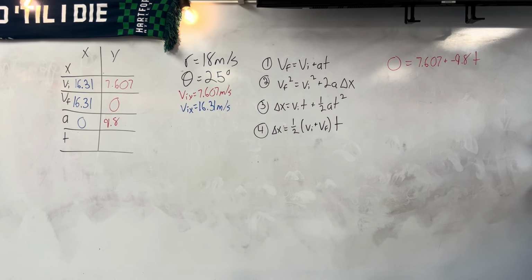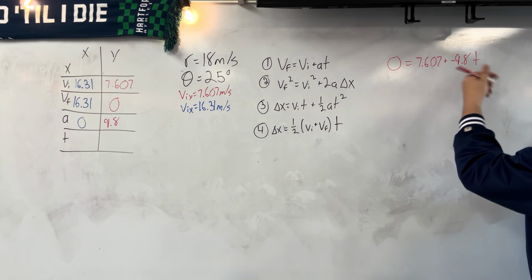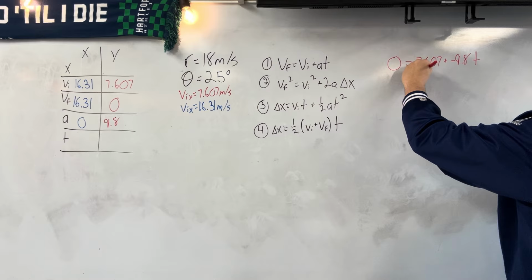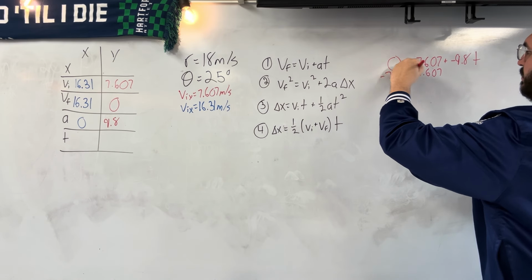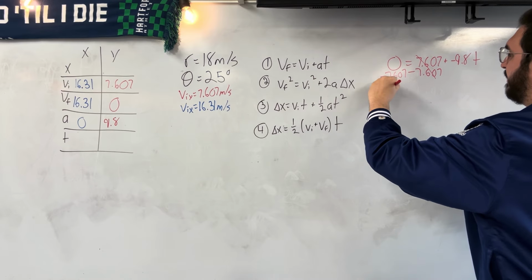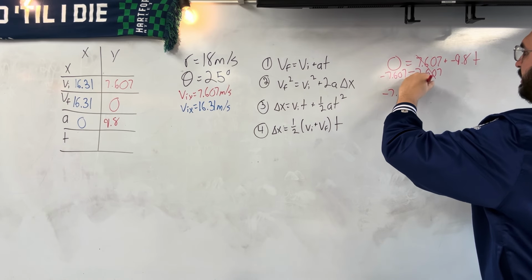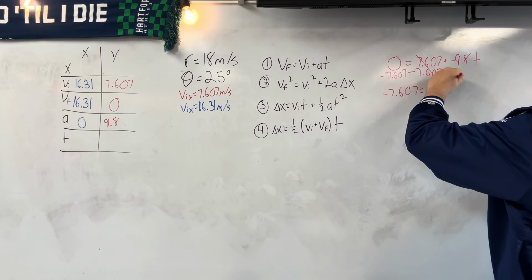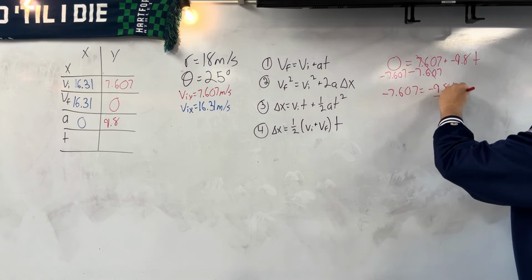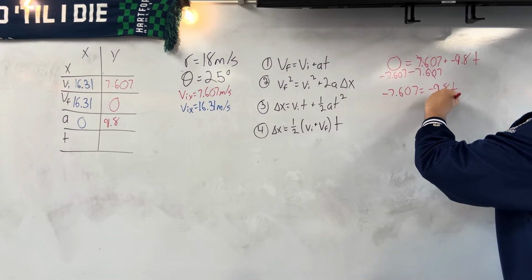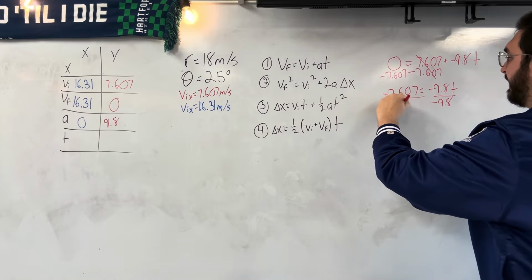So solving this out doesn't actually seem too bad. It's just a simple algebraic thing. So I subtract 7.607 from both sides, and I get negative 7.607 equals negative 9.8 t. And then from here, I can divide both sides by negative 9.8, which would give me a positive time because I'm dividing a negative by another negative.